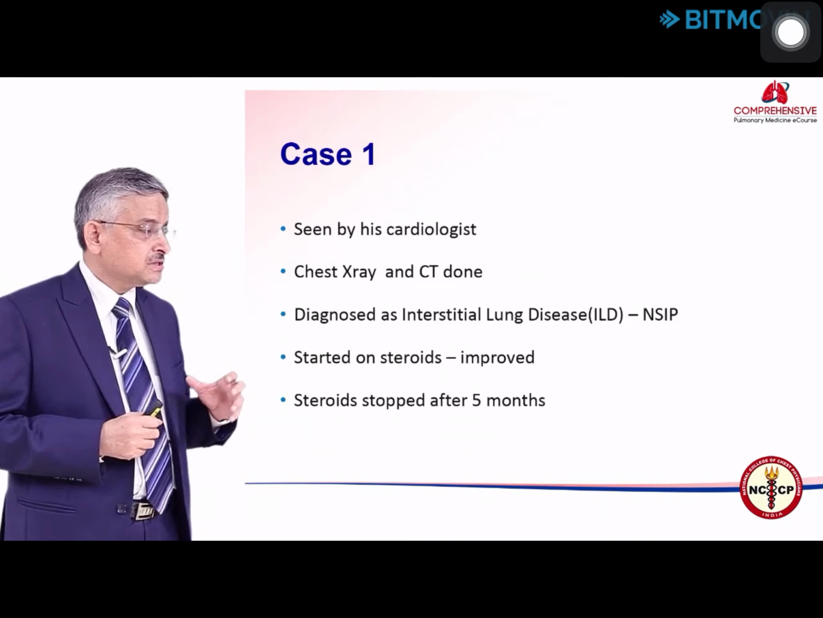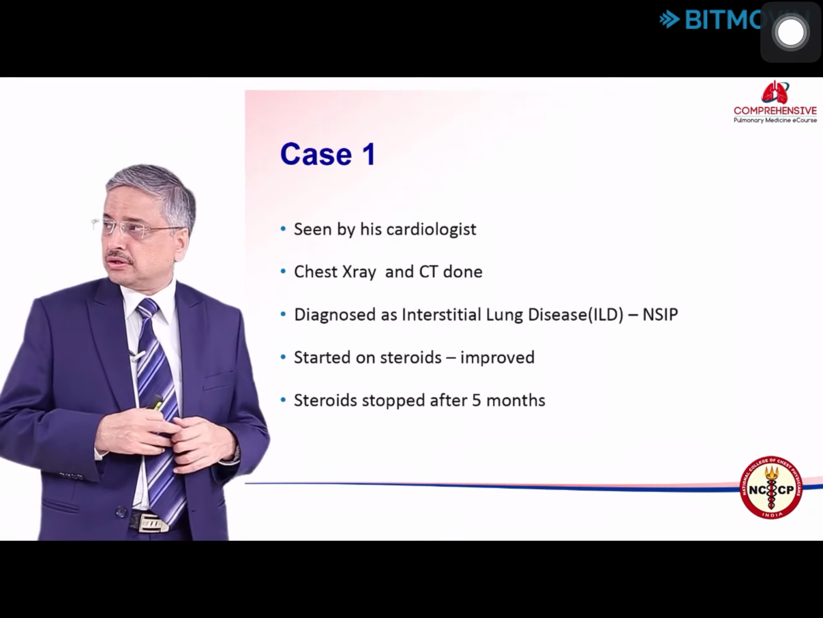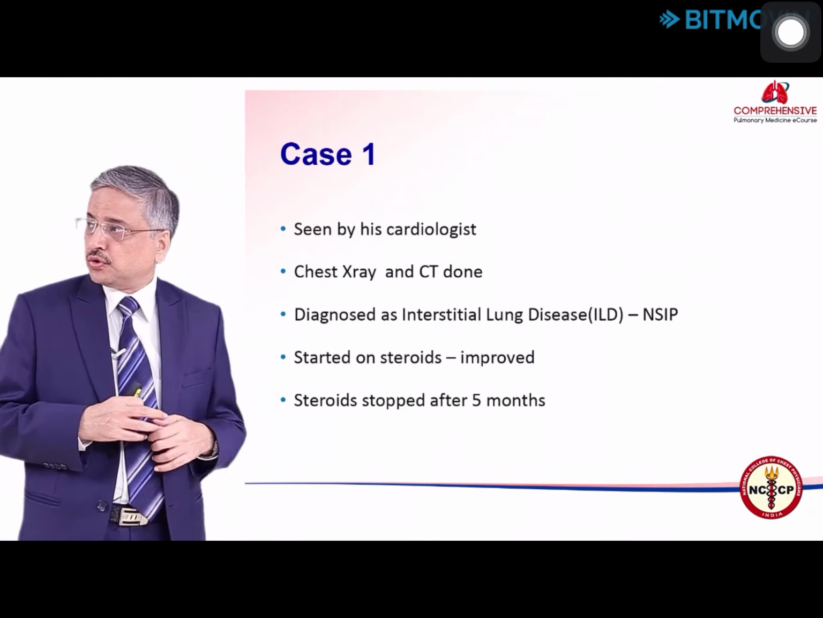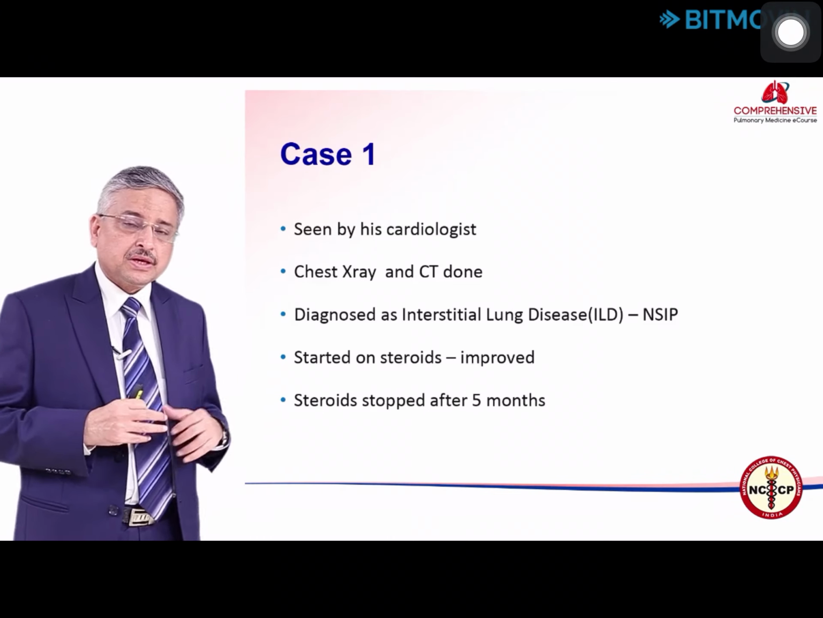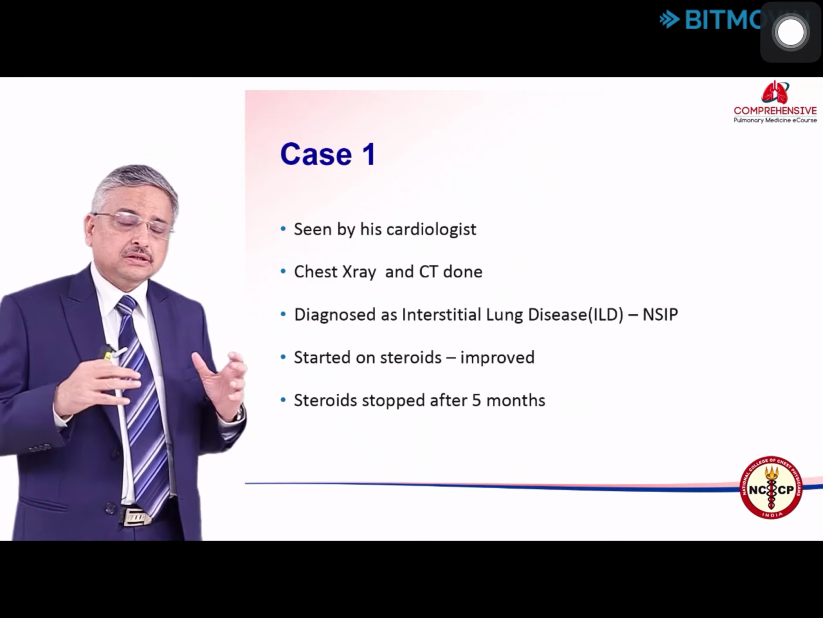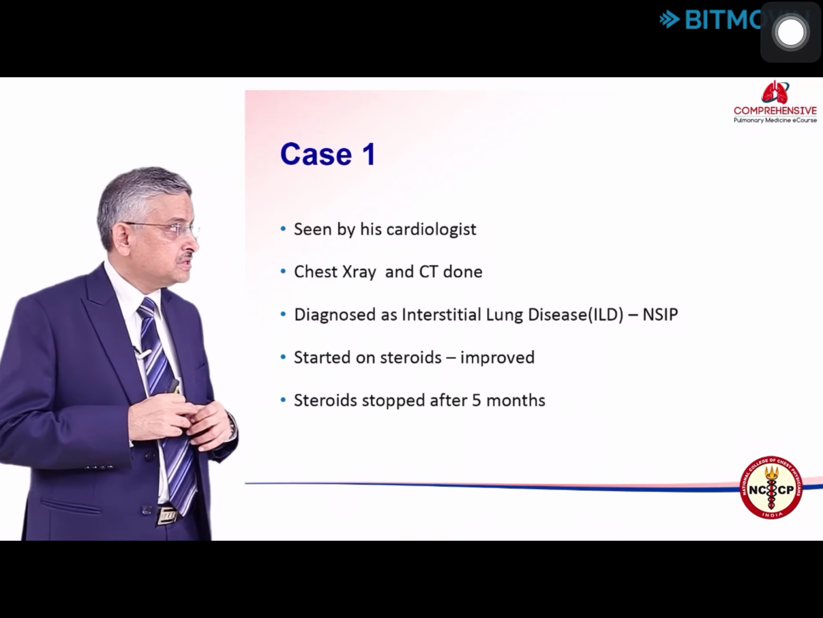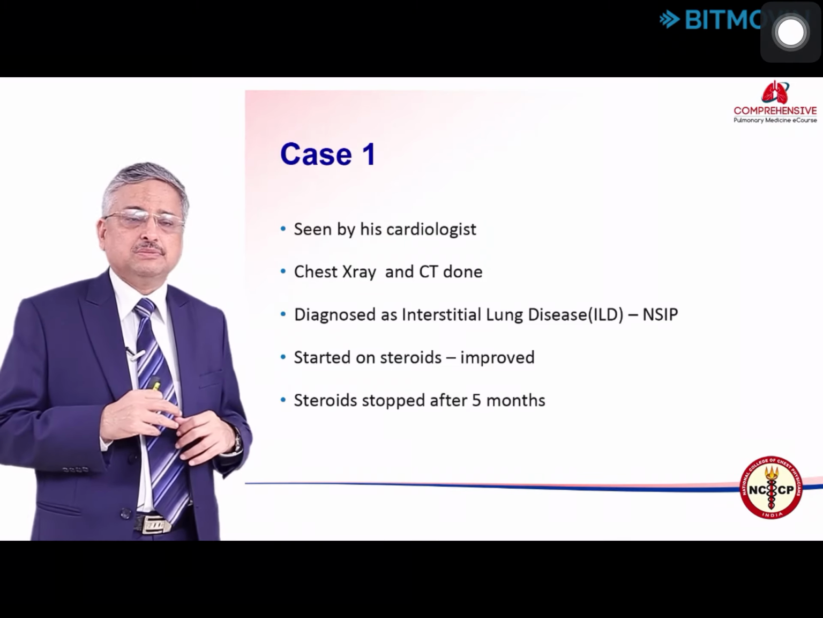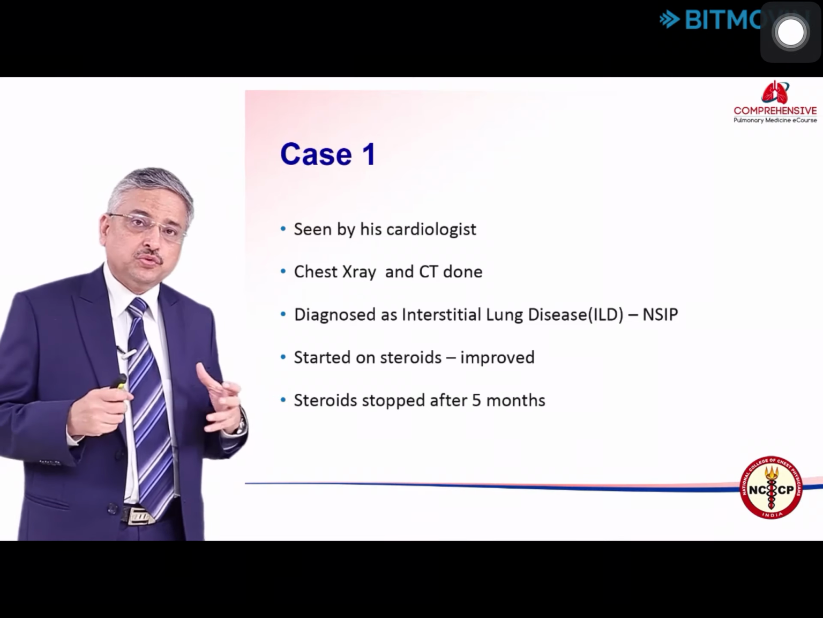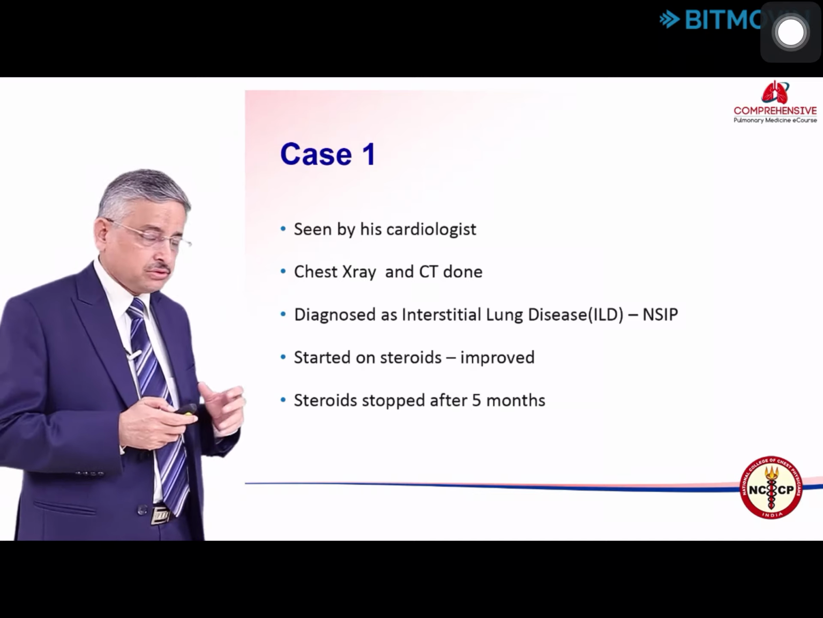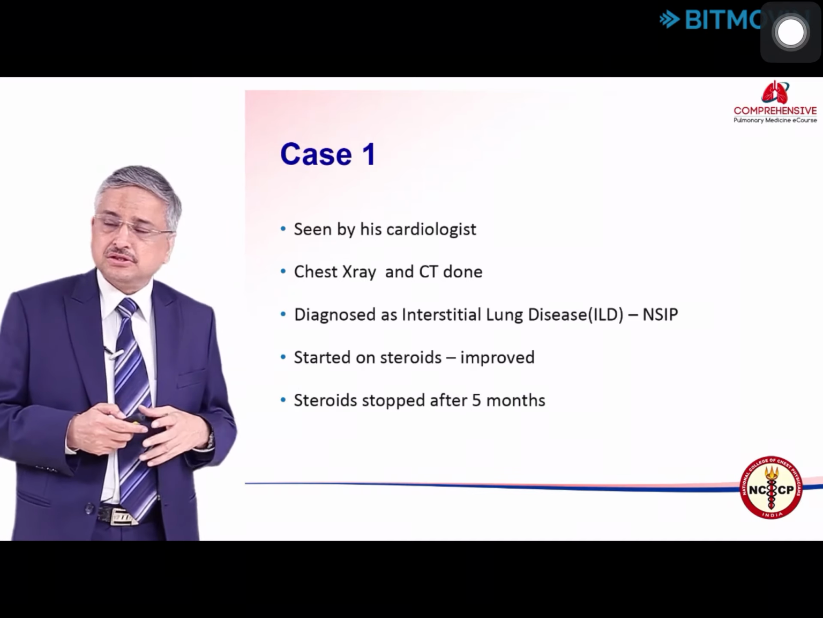With these complaints, this patient went back to his cardiologist, who was examining him and on whose follow-up he was, and a chest X-ray and CT were done at this point in time. Based on the chest X-ray and CT, the patient was diagnosed to have interstitial lung disease, and the report said NSIP pattern, and he was started on steroids by his treating physician. He improved, became much better, and the steroids were gradually tapered off, and by 5 months the steroids were actually stopped.